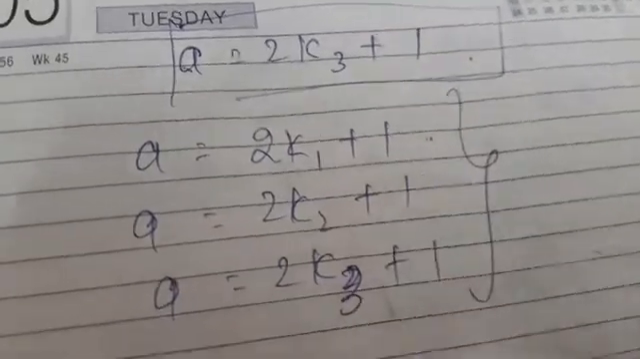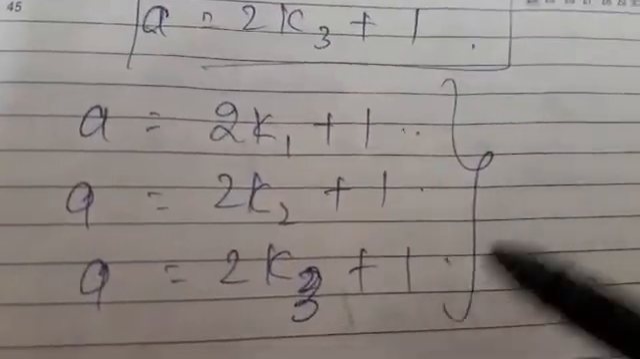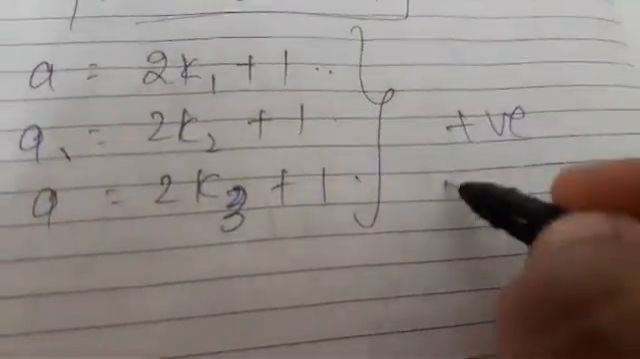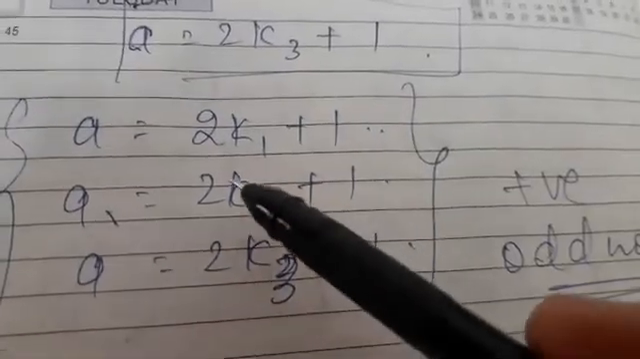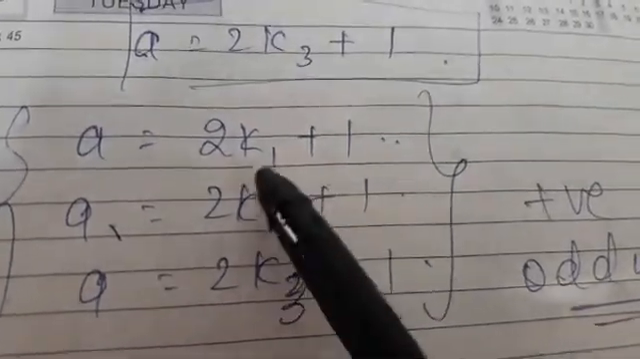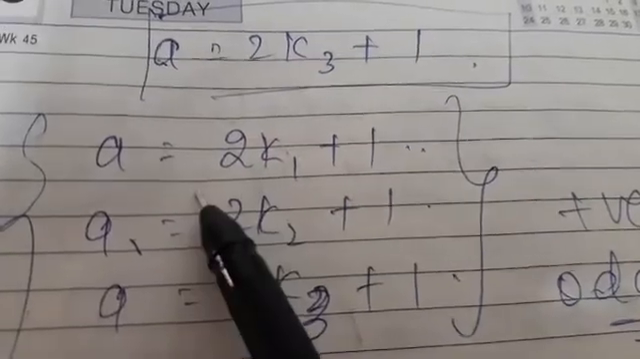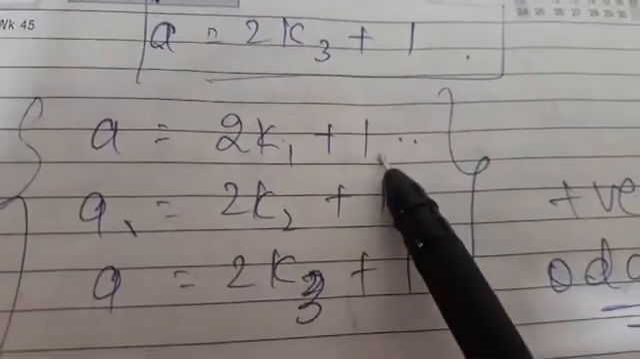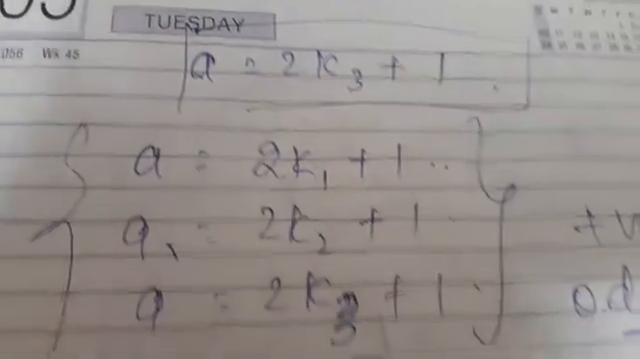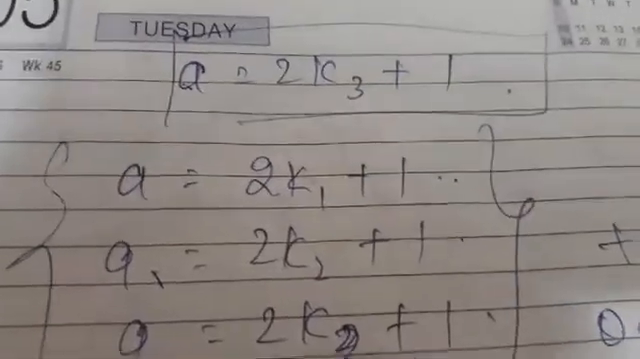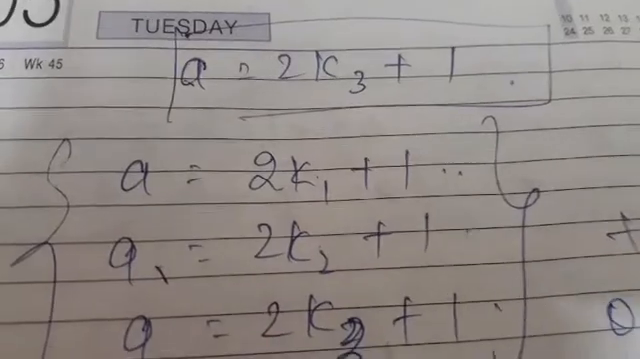Now all the three can be written in the form of positive odd numbers. Therefore you know that these are positive and they are odd numbers. We can check: if any number is a multiple of 2 and if 1 is added to it, it will become an odd number. So this is the explanation of question number 2.